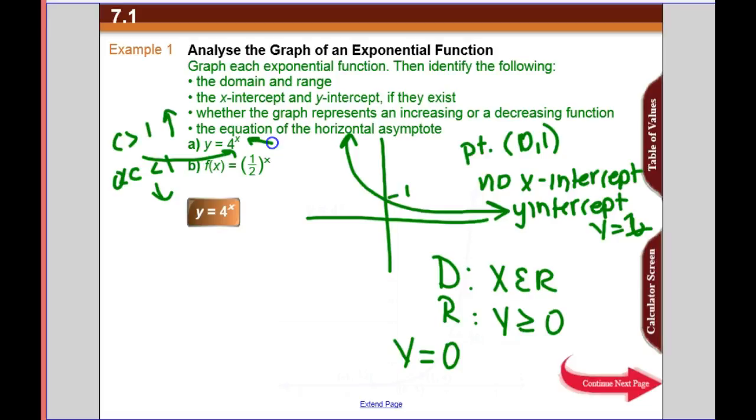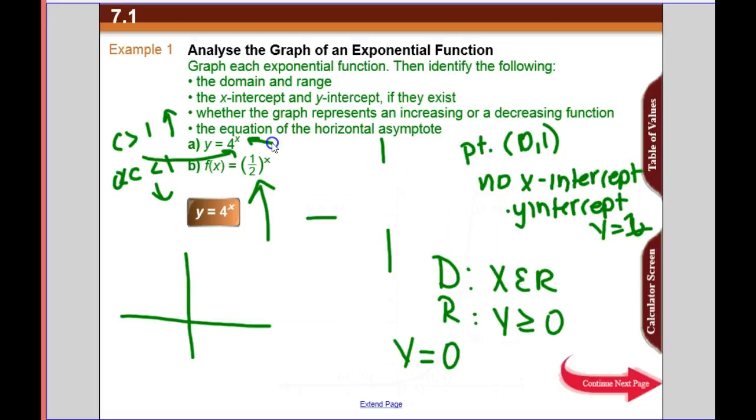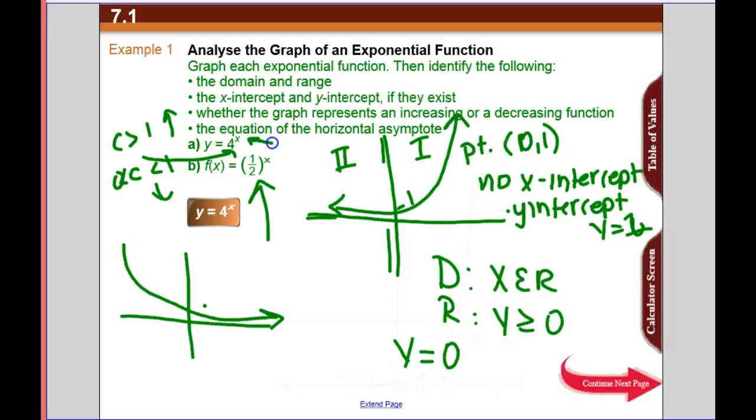Now for this question, the base is one half, so we know it's decreasing. Oh, one second here. I think I drew my picture as decreasing, didn't I? This one. Sorry. It should look like that. It's increasing from quadrant 2 to quadrant 1, crossing at 1. This one will be decreasing, and it'll be crossing at 0 and 1.